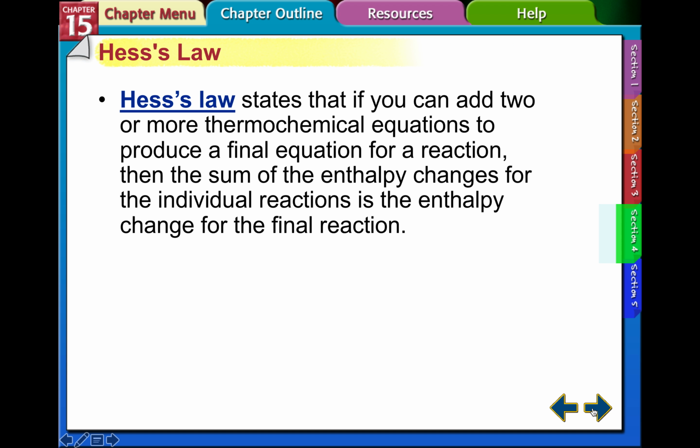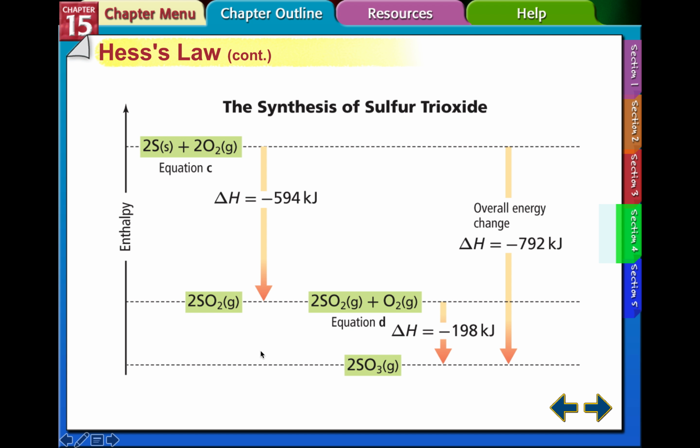And let's look particularly at what Hess's law states. It states that if you can add two or more thermochemical equations to produce a final equation for a reaction, then the sum of the enthalpy changes for the individual reactions will be the enthalpy change for the final reaction. How does that work? Well, we'll look at that right here.